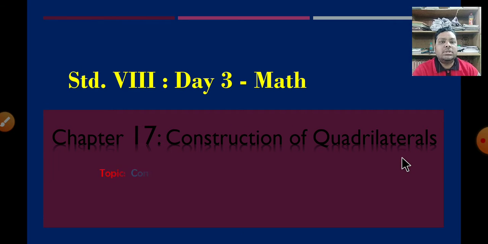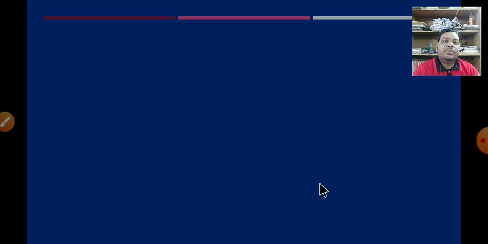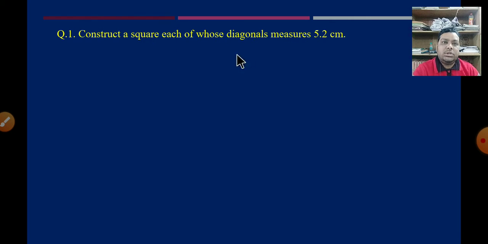Okay students, the topic of today's class is that we will draw a square, rhombus and trapezium. So let's draw it, dear. The first question is related to a square. We have to construct a square, each of whose diagonals measures 5.2 centimeter.